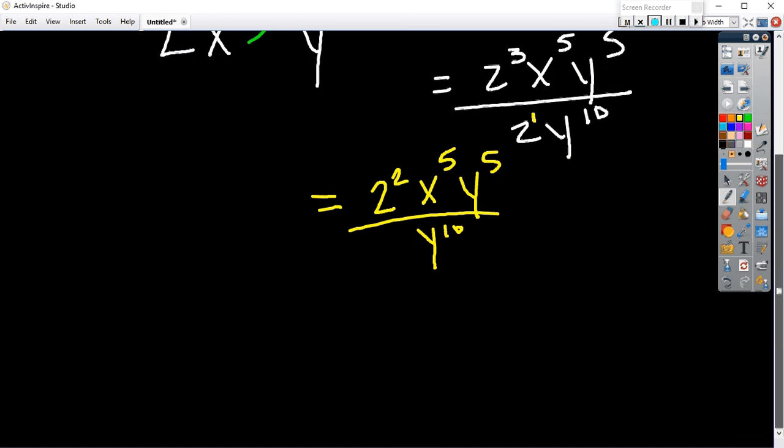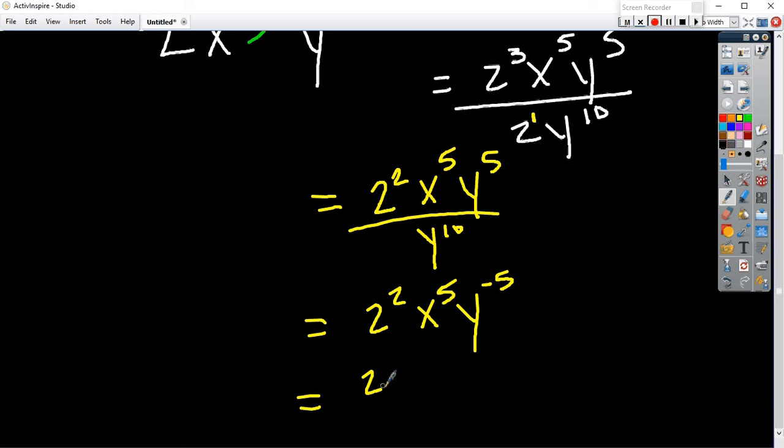Subtract your y's. So I got 2 squared x 5. What's 5 minus 10? -5. Do you see anything else that I could do? I got to flip that negative. I can't have a negative exponent. So I get 2 squared. And if you want to write that as 4, that's fine.